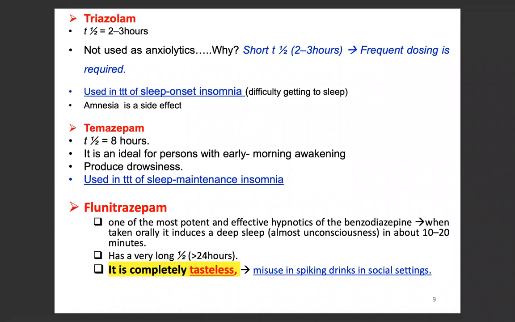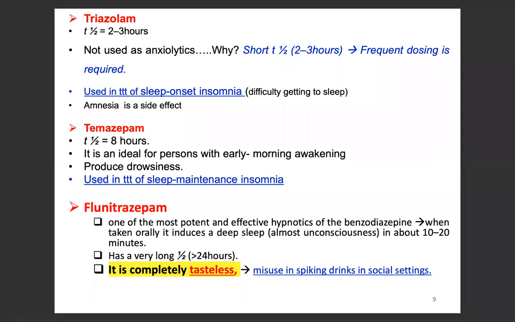Then the second drug is temazepam, which has a half life of 8 hours. And 8 hours, it is the best drug for the person with early morning waking. 8 hours of sleep is very important and good for the human. So if the person takes temazepam, the patient or person will sleep 8 hours.